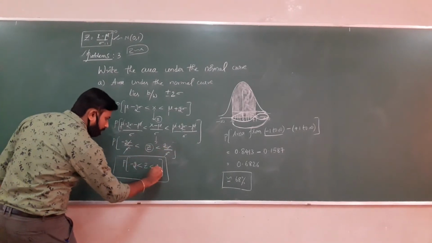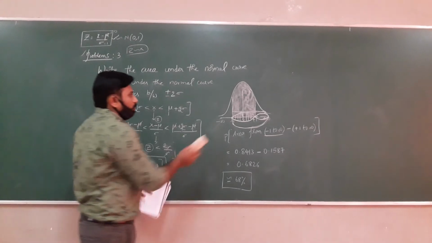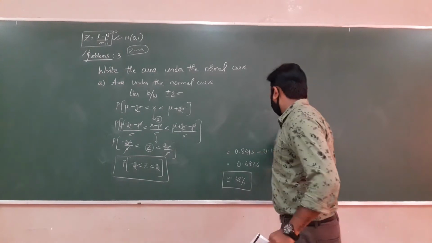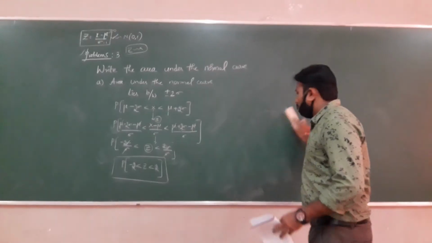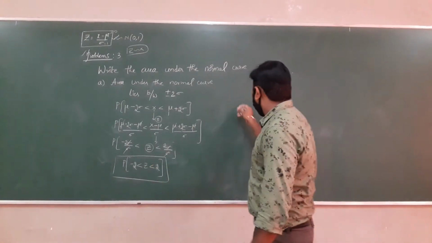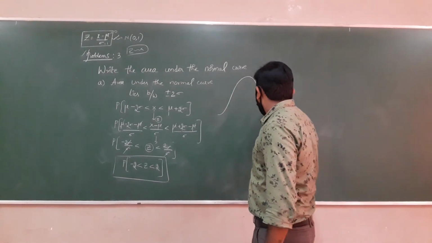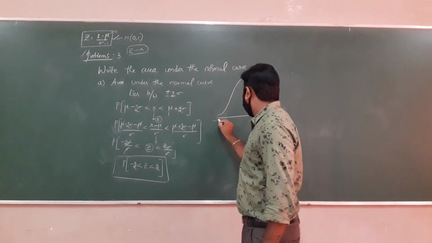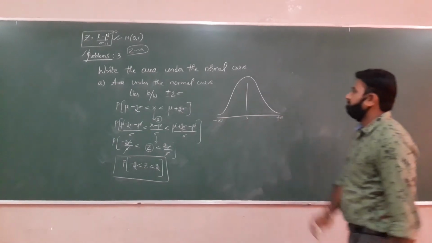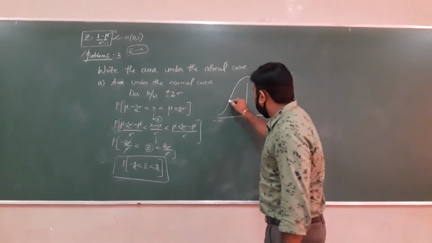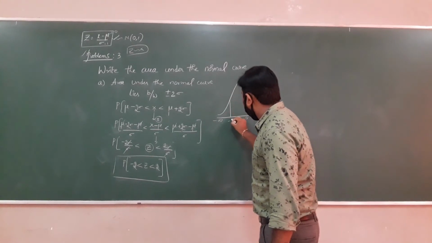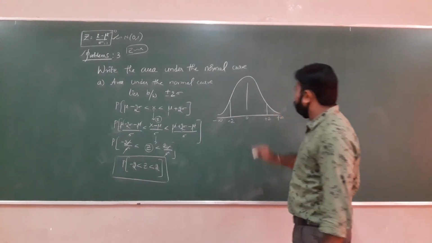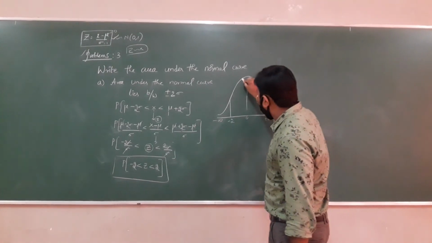Minus 2 to plus 2. Now minus 2 to plus 2. Take the normal curve. Minus 2, plot that area first. This is minus 2, this is plus 2. Now this region we want.